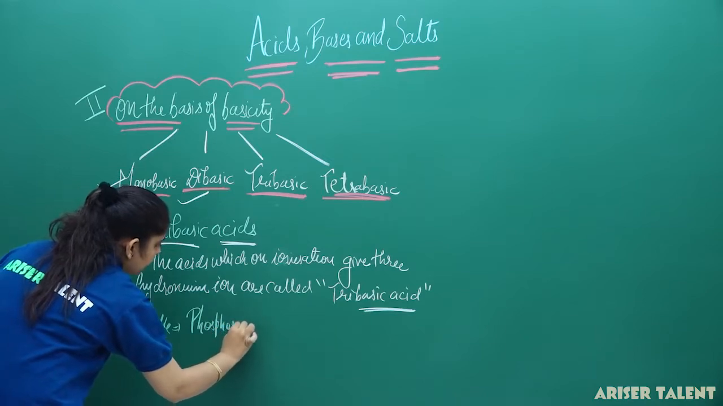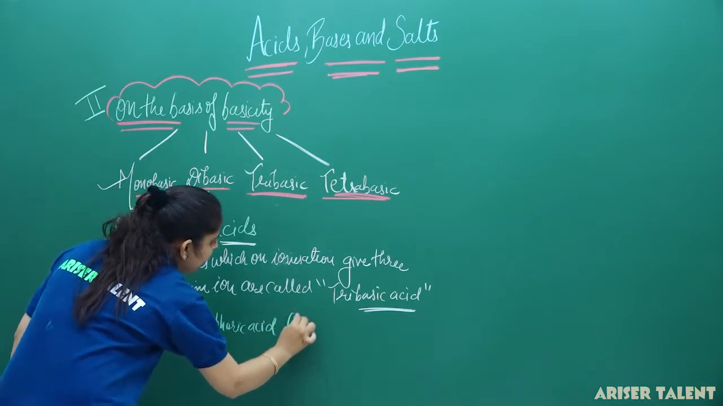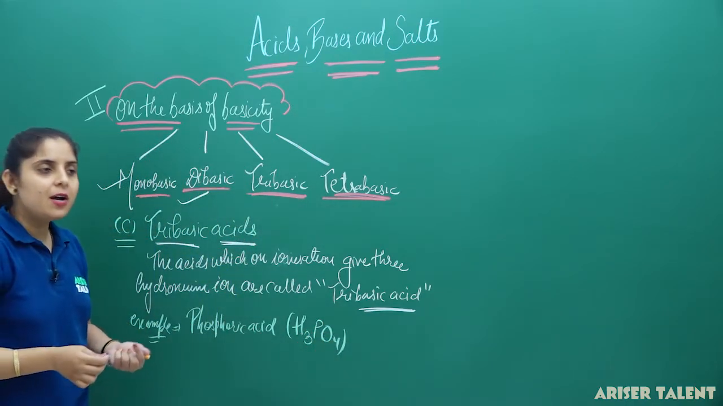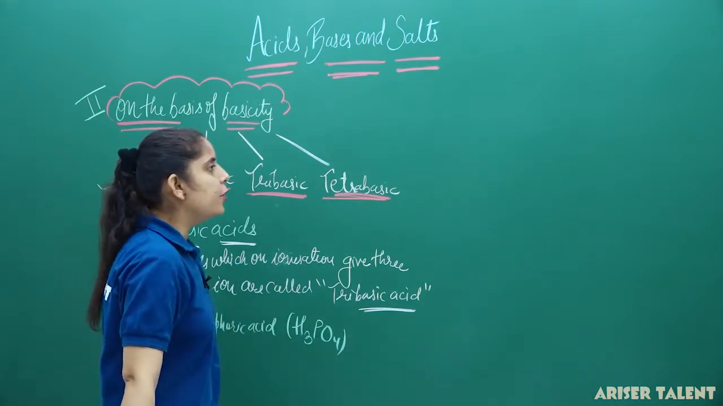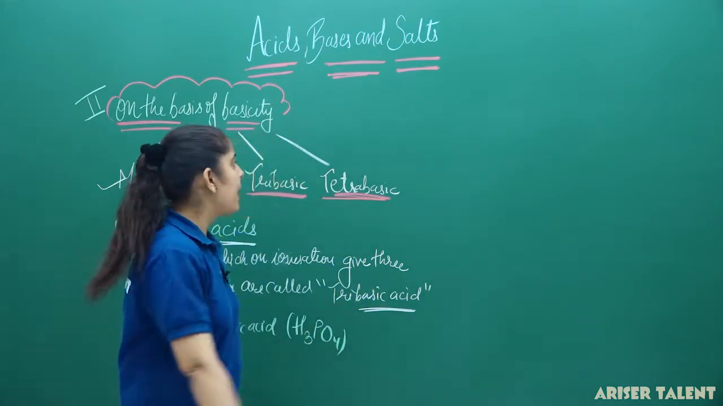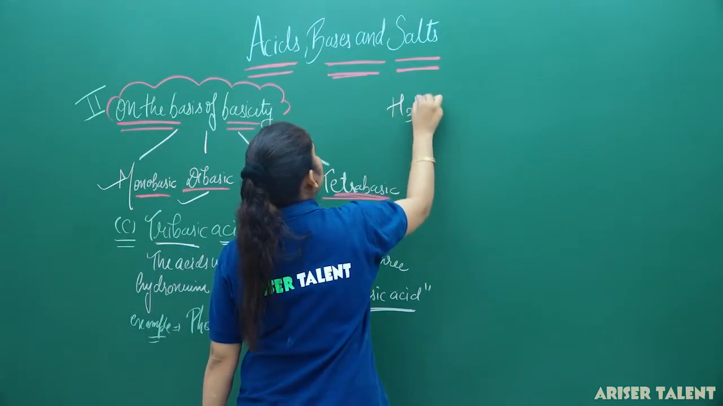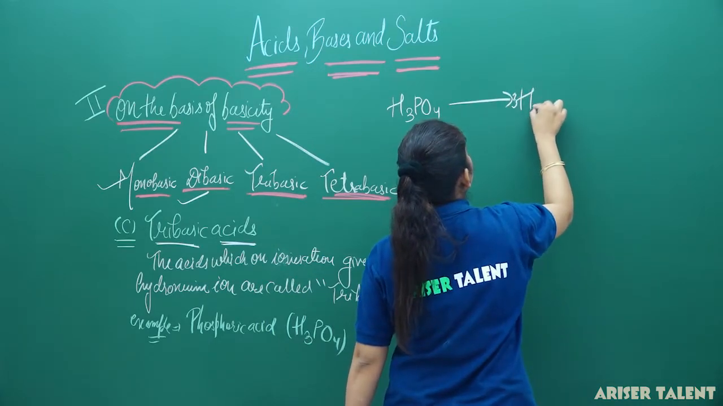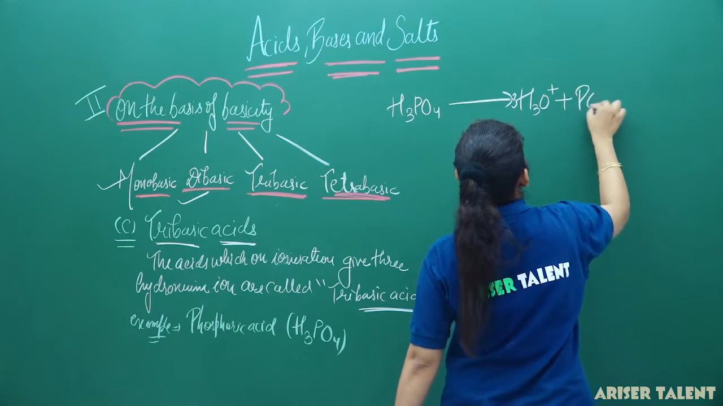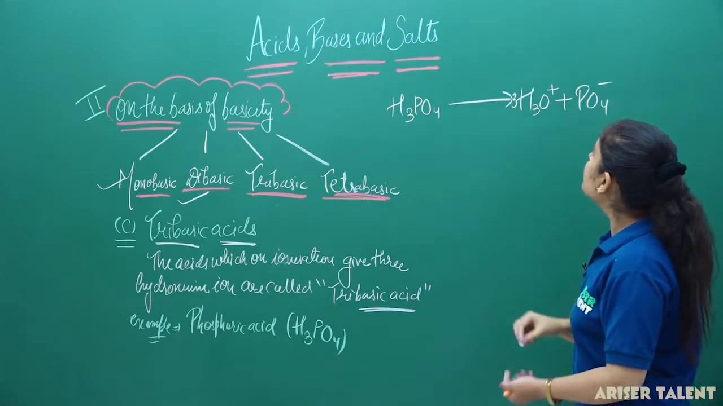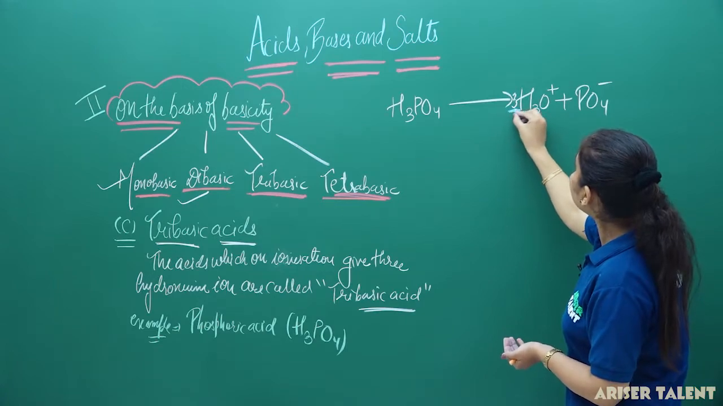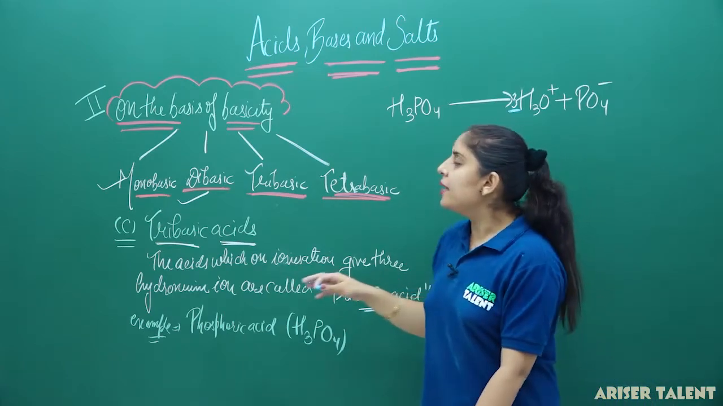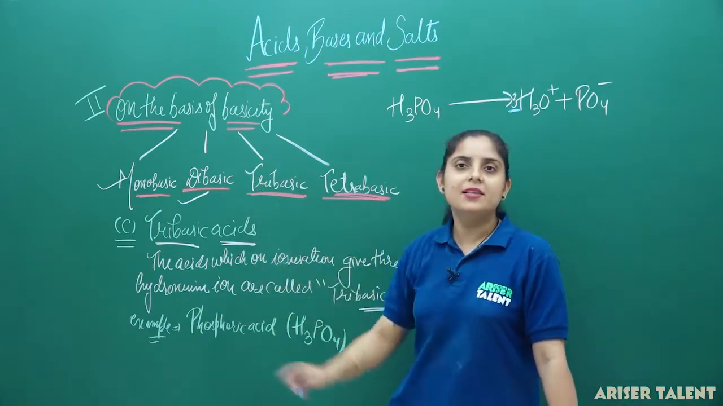phosphoric acid, and it will be H3PO4. Whenever phosphoric acid dissociates, it will give you 3 hydronium ions. This is H3PO4. If you do the ionization here, you will get 3H3O positive along with PO4 negative. Clear? You are getting the 3 hydronium ions in the aqueous solution. They are known as the tribasic acids. Okay, this is a very simple thing. You have to remember it just by learning the suffix here.